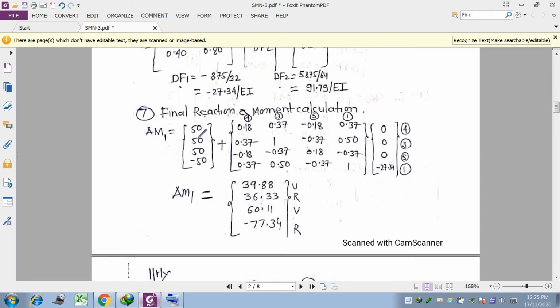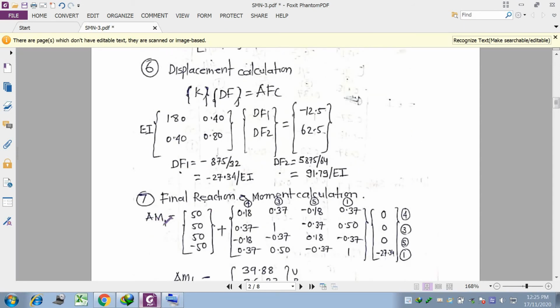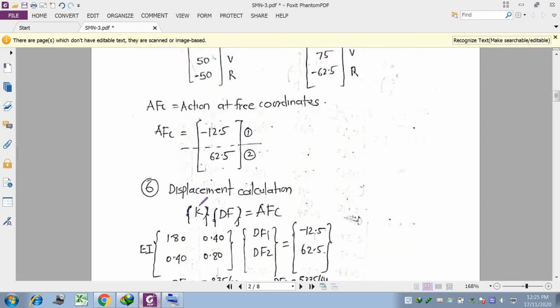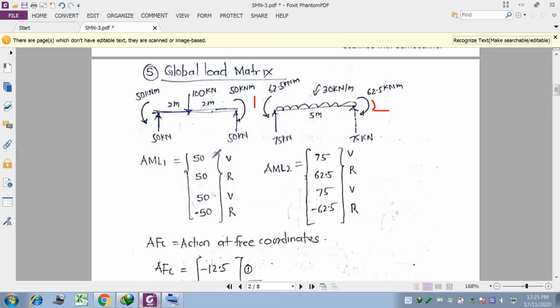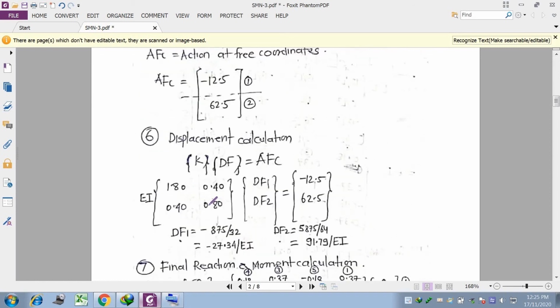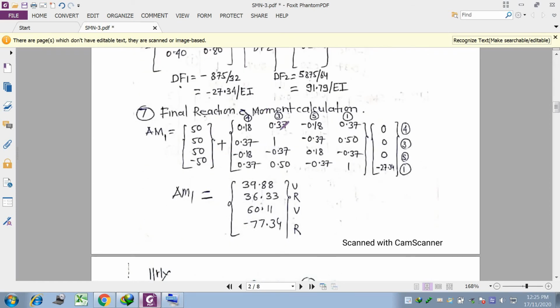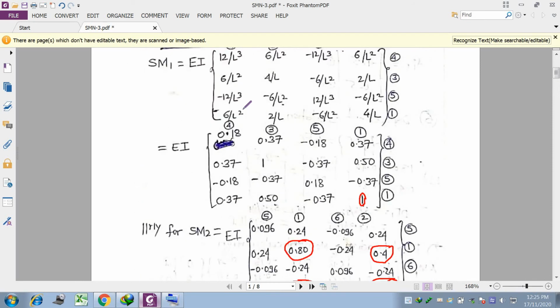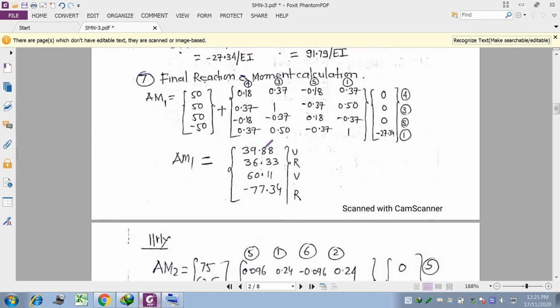Now finally the final reactions and moment calculation. The formula is AM1 is equal to AML1, plus SM1 into DF. The value of AML1 for the first case is 50, 50 and minus 50, in matrix form. Whatever SM1 matrix we calculated in step number 2, you put this value here, then the DF matrix. Whatever the coordinates or symbols there are in SM1, we have to write also in DF. The symbols were 4, 3, 5, 1, so here also we write 4, 3, 5, 1.